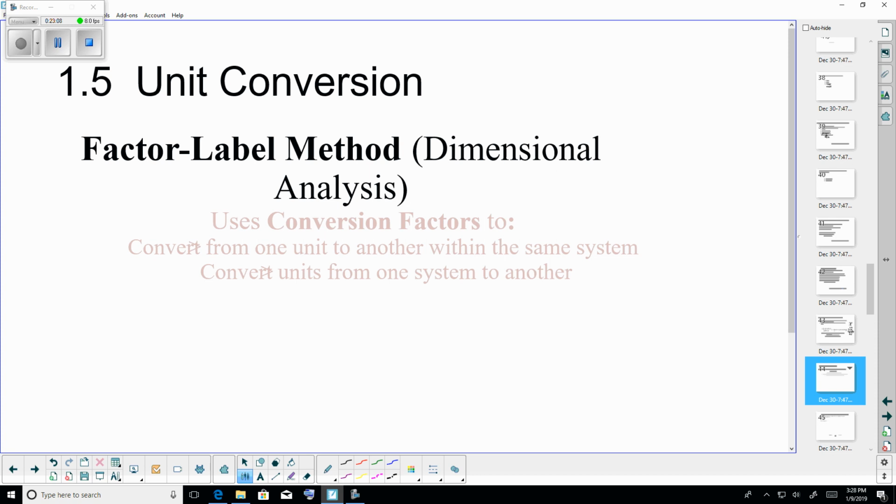How many quarters in a dollar? 4. $3. How many quarters do I have? 12. You did that in your head. So you did unit conversions. You did factor label method. You did dimensional analysis. You didn't know you were doing it. You probably didn't realize the process because no one told you you were doing a process. But once I show you the process, it's the same no matter what you're converting to anything else.